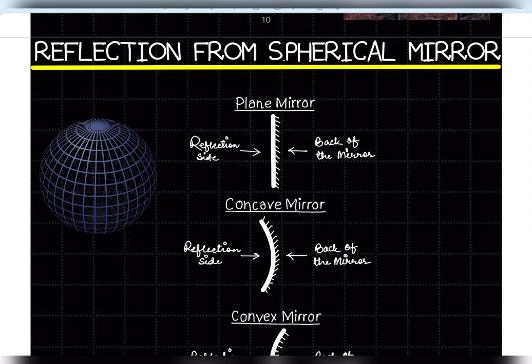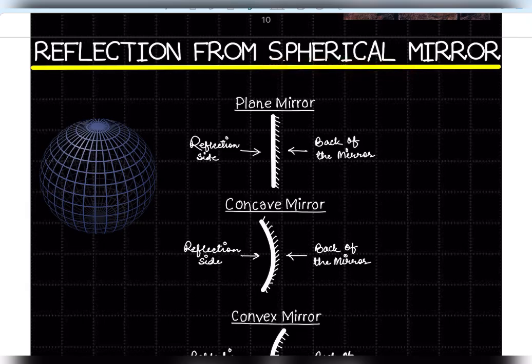Now I'm going to discuss reflection from spherical mirrors. It is section 11.2, page number 205. So far we have discussed the plane mirror. There is a mirror with one side as the back side and the other as the reflection side. I've drawn a line like this: this is the incident ray, this is the reflected ray, and this angle and this angle are equal. We have discussed that. Now I want to discuss the spherical mirror.